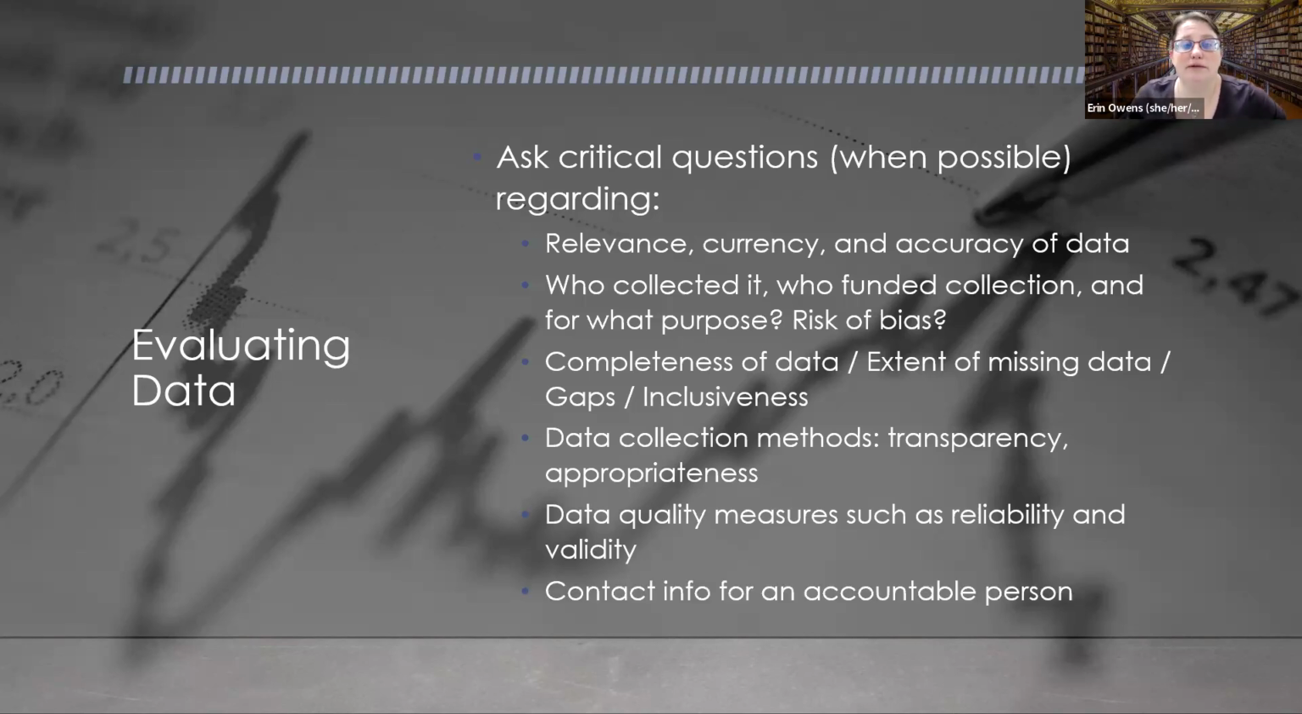Finally, the last thing we really, really want to be sure that we can find on an existing data set is contact information for an accountable person. We want it to be clear who collected it, but also how would I reach out to someone who collected it if I needed to ask questions about how did you collect variable X or how did you define variable X? If there's some aspect of this that I need to understand that's not apparent in their documentation, how would I reach out to them?